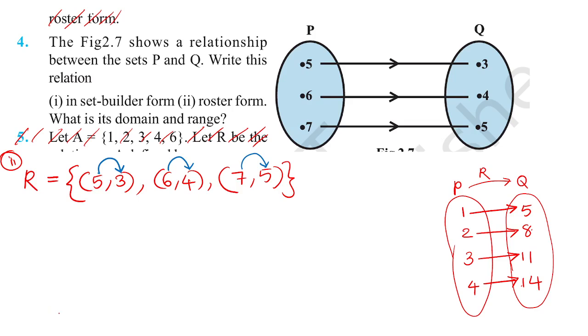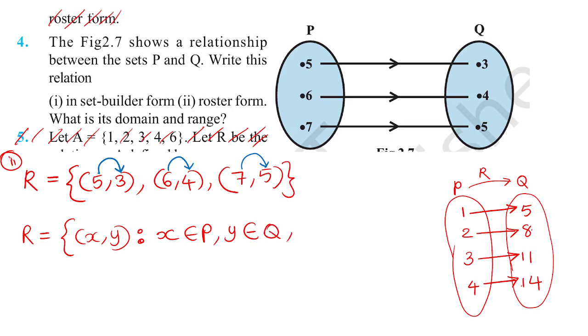Yes, correct. The first element is denoted by X generally. The first element is denoted by X, second element is denoted by Y. So the set builder form will be like this. X comma Y such that is required because the elements are ordered pairs. X is taken from the first set P. X belongs to P, the first set. Y belongs to the second set, which is Q.